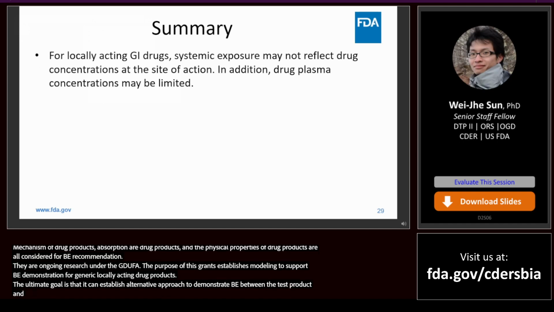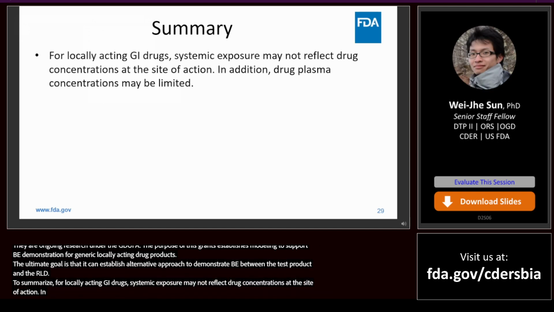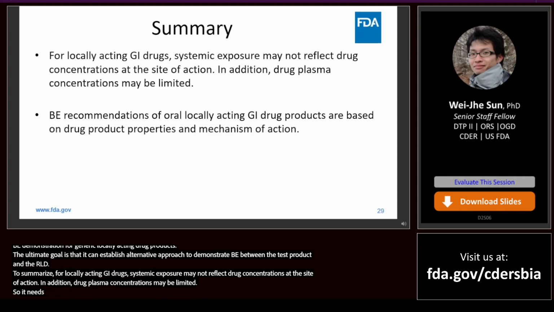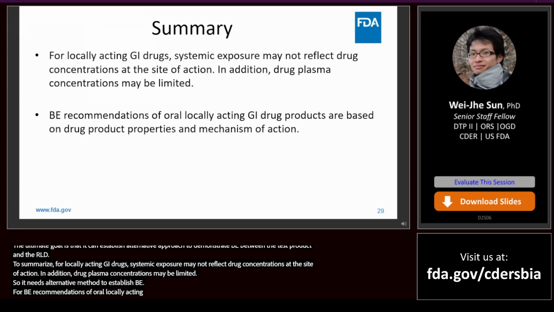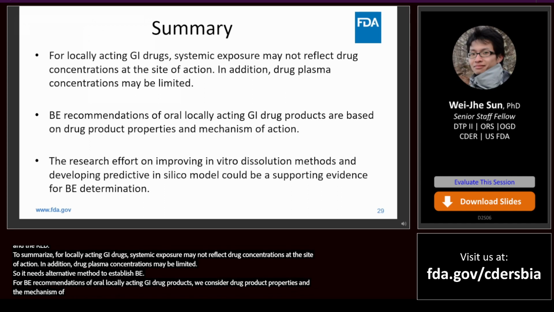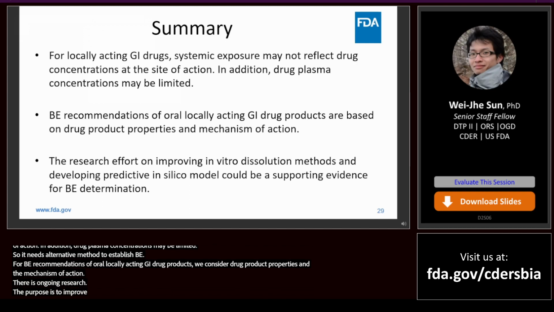To summarize, for locally acting GI drug, systemic exposure may not reflect drug concentration at the site of action. In addition, drug plasma concentration may be limited, so it needs adequate method to establish BE. For BE recommendations of the oral locally acting GI drug product, we consider drug product properties and the mechanism of action. There is ongoing research. The purpose is to improve in vitro dissociation method and develop a predictive in silico model to support the BE determination.